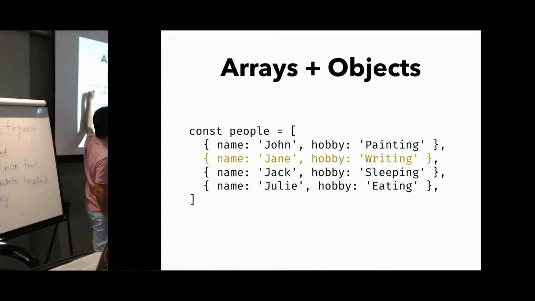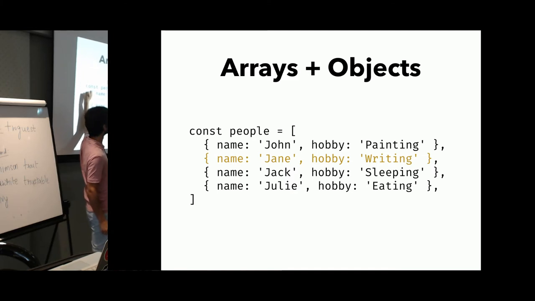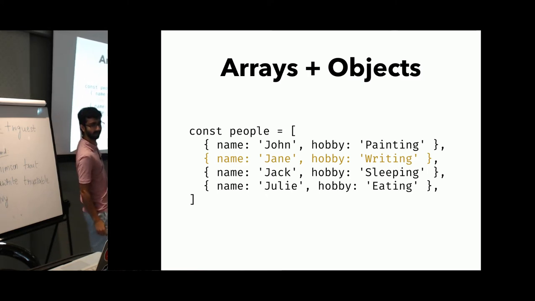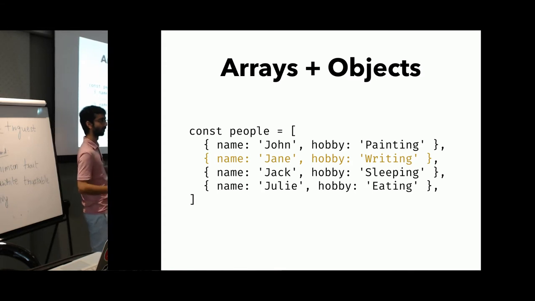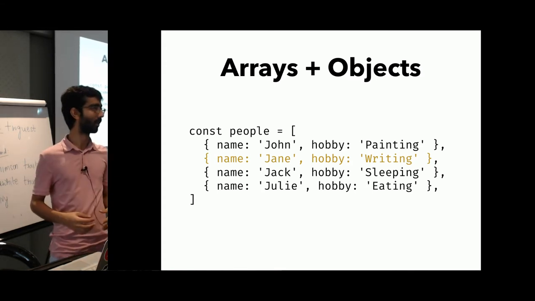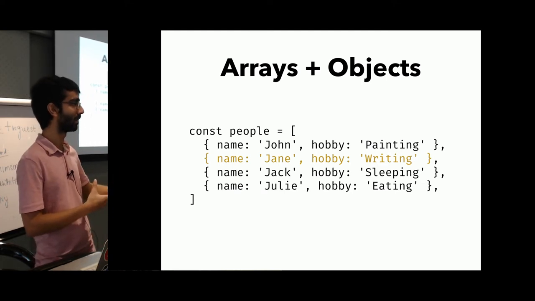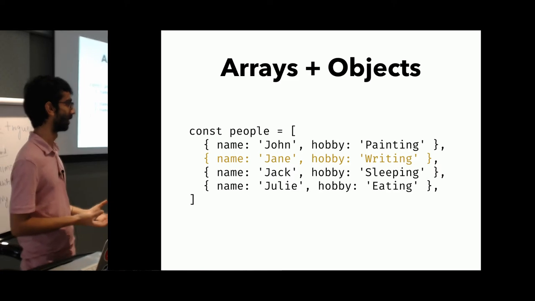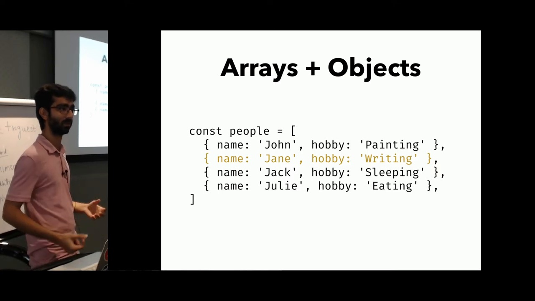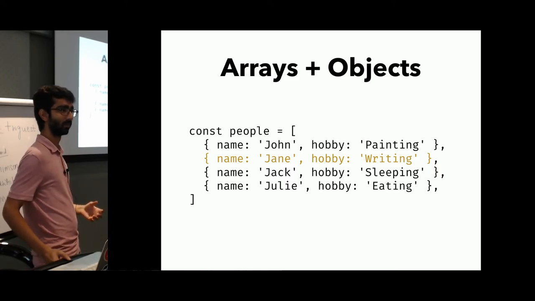So in this array, the first item is an object where the name is John, the hobby is painting. The second item, name is Jane, hobby is writing, Jack and sleeping, and Julie and eating. So now you have a collection of objects all together inside an array. The object represents different things about one person, and together they represent various people. Cool?